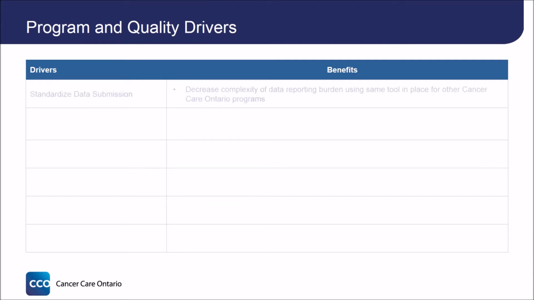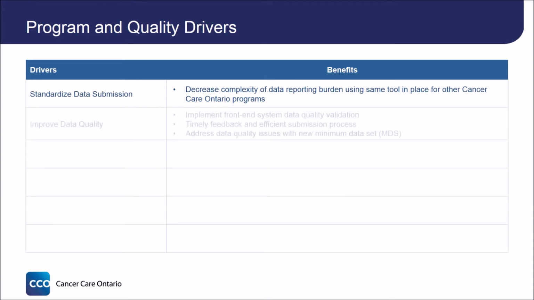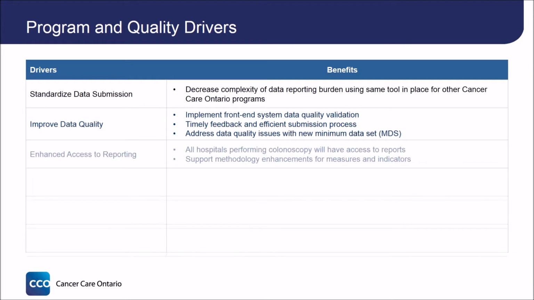First, standardizing data submission will provide less complexity around data reporting, since the DSP is a tool commonly used for other Cancer Care Ontario programs and currently supports more than 500 users. Improved data quality will result from the DSP's ability to validate data as well as the enhanced minimum data set. The DSP will also enhance access to reporting, as all hospitals in the province will have access to reports. Furthermore, it will support methodologic enhancements for the indicators and measures used in these reports.